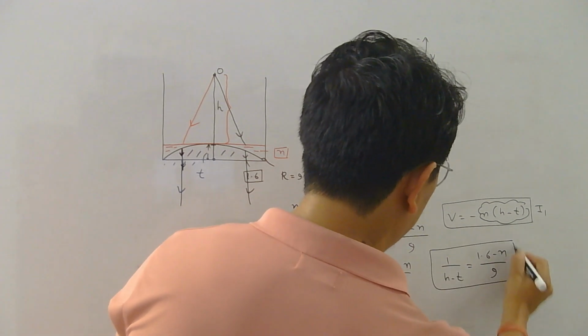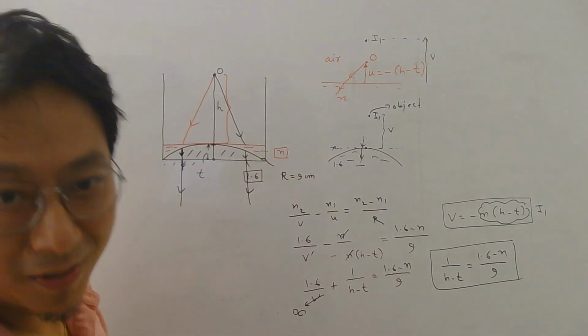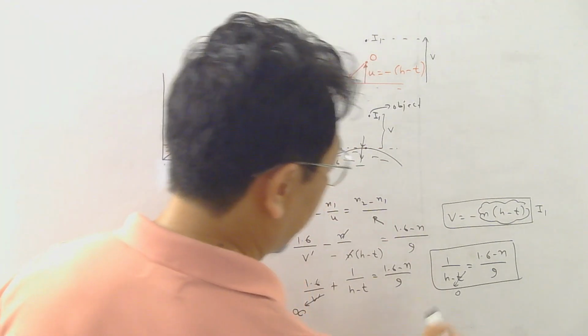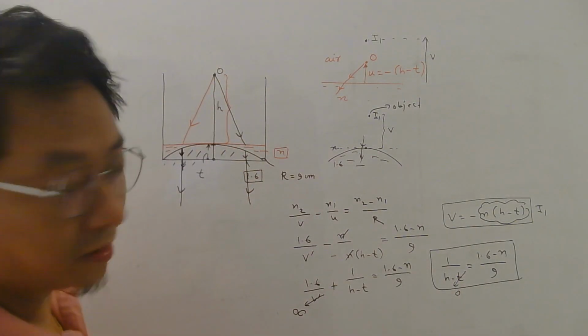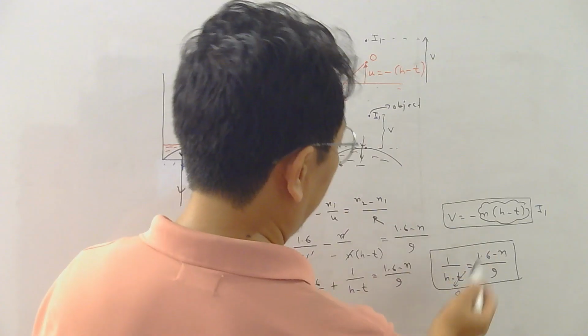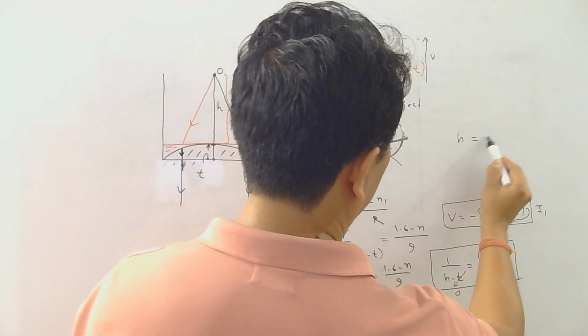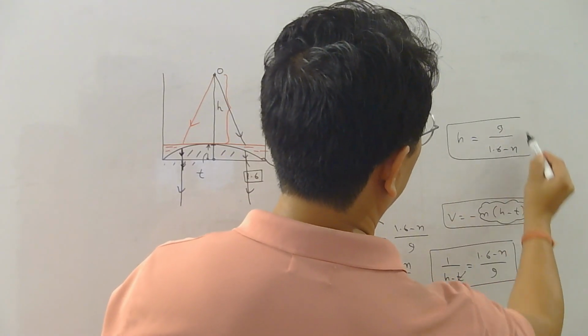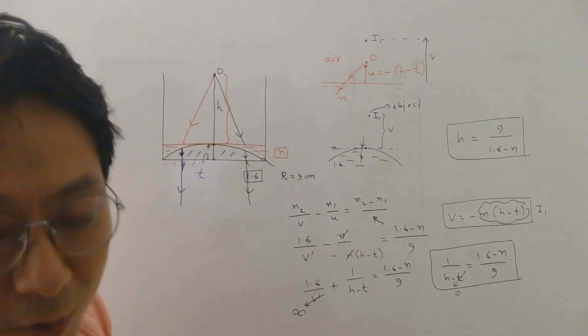So here you can see 3 variables, right? That's why we need to assume this thickness is negligible compared to this height. Then this t will go, and then if you take reciprocal, you will get h equals 9 by 1.6 minus n, which was the same formula which we got before, right?